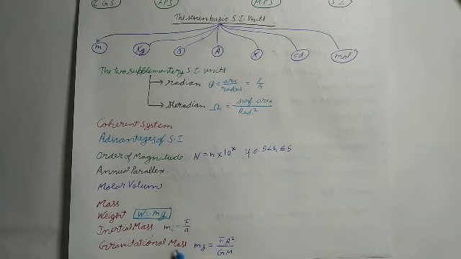Next is gravitational mass. The mass of a body which determines the gravitational pull upon it due to the Earth is called its gravitational mass. It is measured by Newton's law of gravitation. The formula is mg = F r² / GM.